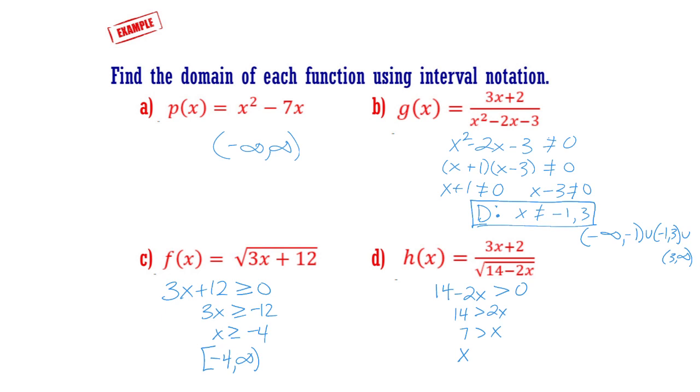But it is a little bit weird because now my x is on the other side. If you're one of those people like me that kind of likes it to be on the left, you switch it around, but make sure it's still pointing at your x. So x has to be less than 7. In interval notation, that would mean negative infinity to 7 with a parenthesis on this one.